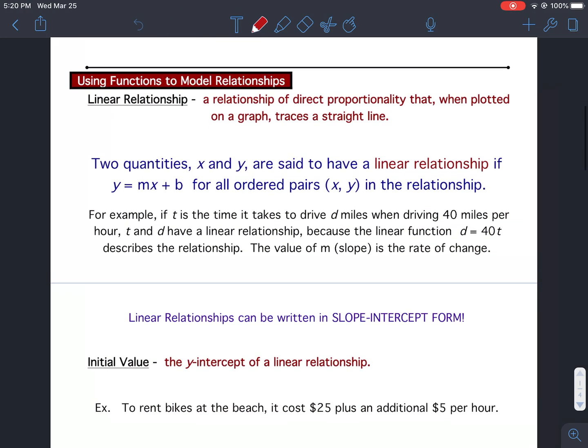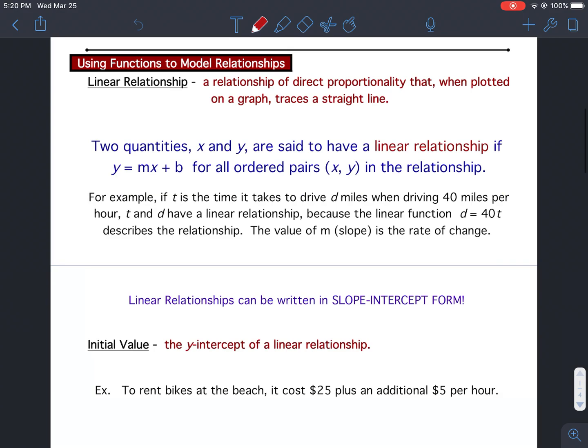What I would like you to do now is, you'll see that there is a definition right here and a definition down here. I'd like you to go ahead and get those definitions written down. You could pause the video and get them written down now.